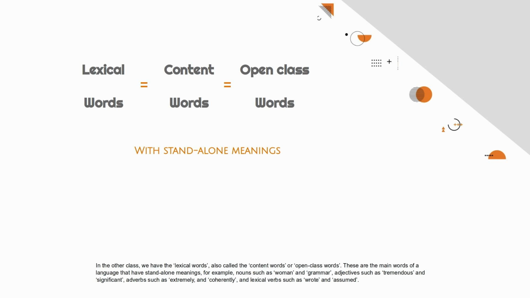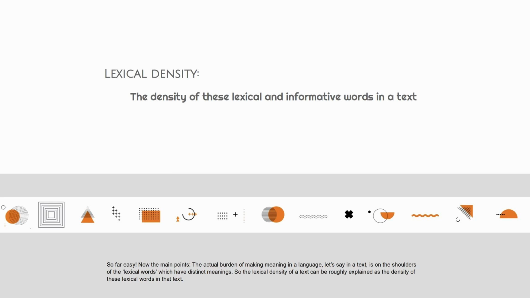In the other class, we have the lexical words, also called the content words or open class words. These are the main words of a language that have standalone meanings, for example, nouns such as woman and grammar, adjectives such as tremendous and significant, adverbs such as extremely and coherently, and lexical verbs such as wrote and assumed. So far easy. Now the main points.